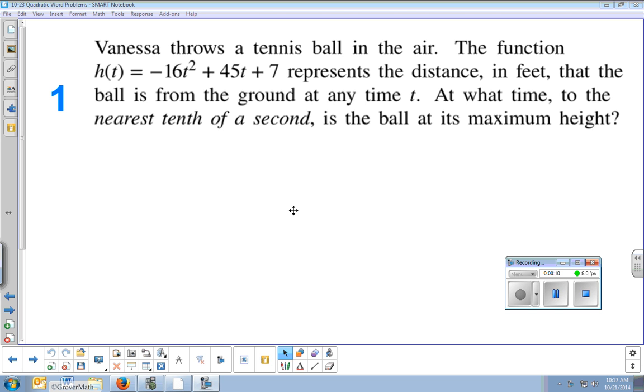The function h of t equals negative 16t squared plus 45t plus 7 represents the distance in feet that the ball is thrown from the ground at any time t. At what time, to the nearest tenth of a second, is the ball at its maximum height?